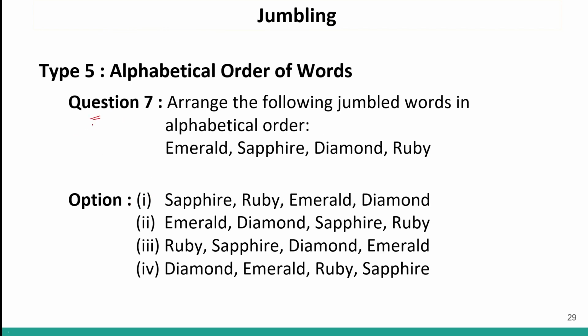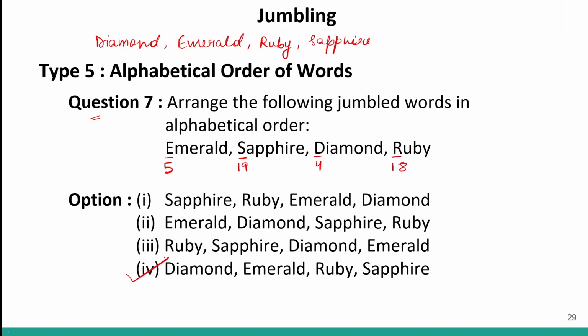Now, question number 7. Emerald, sapphire, diamond and ruby. So E is 5, S is 19, D is 4 and R is 18. Correct? So the first word will be diamond, then emerald, then ruby and then sapphire. So the correct sequence will be diamond, emerald, ruby, sapphire, which is option number 4. So option number 4 will be the correct answer.